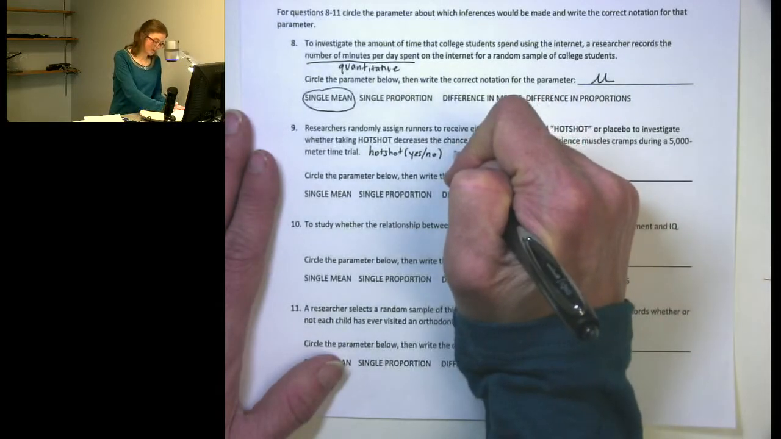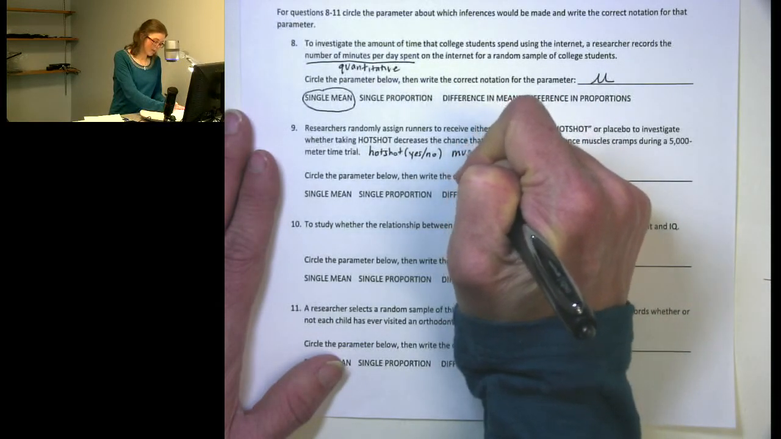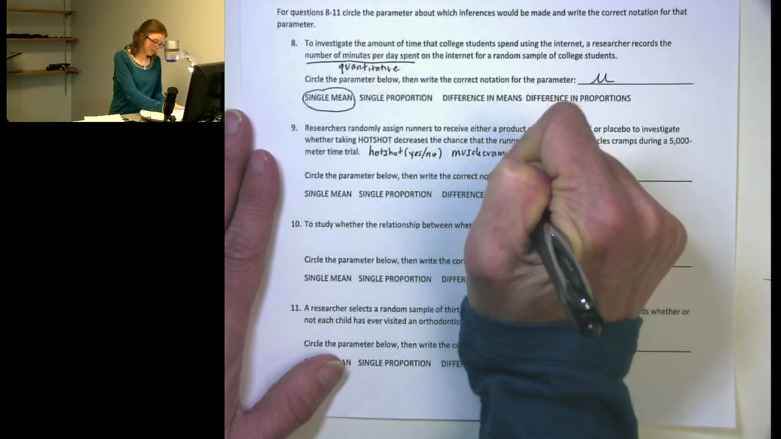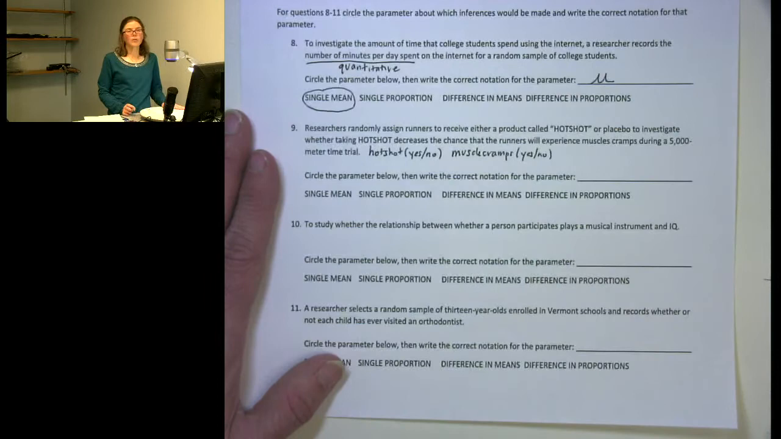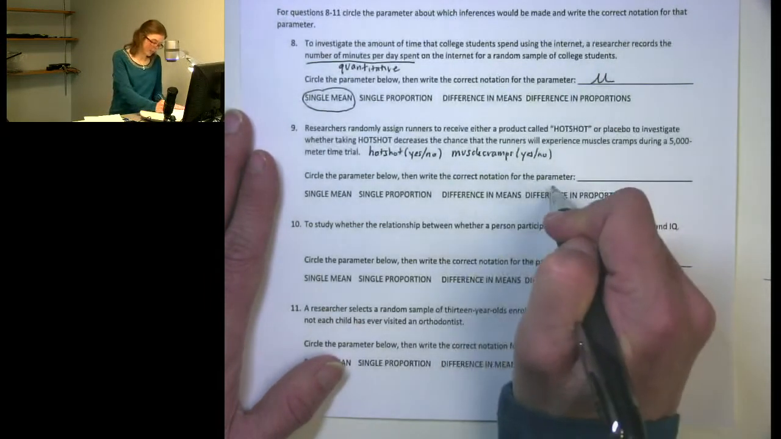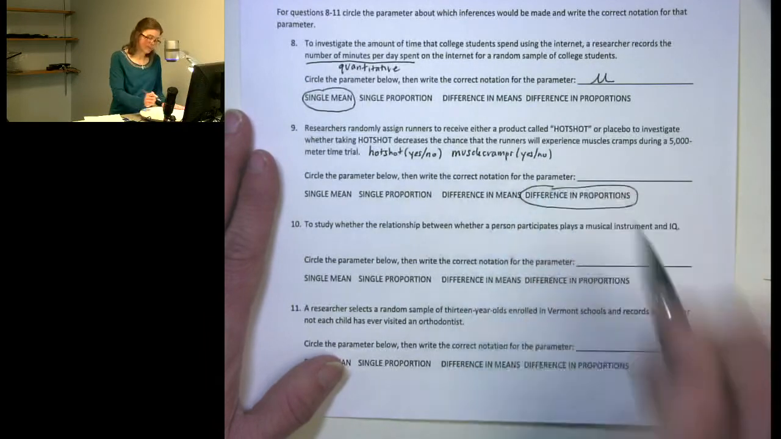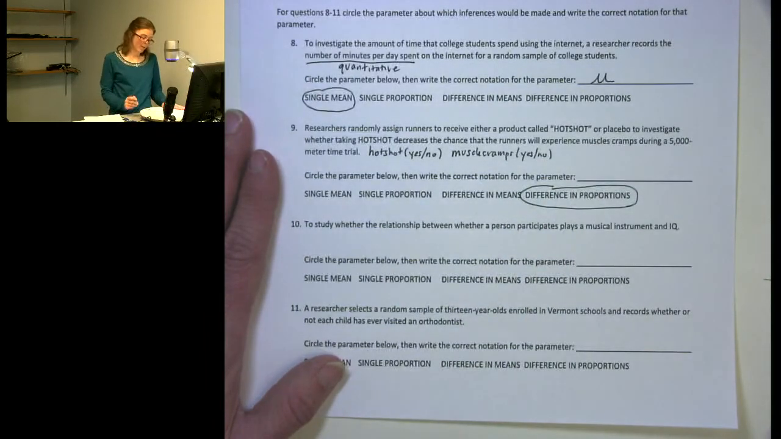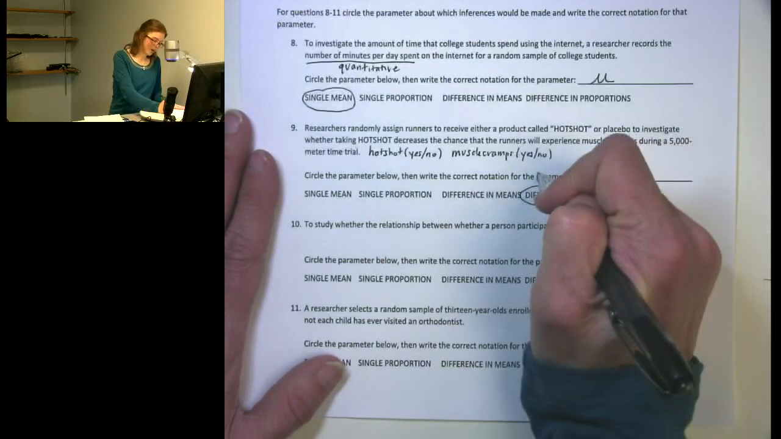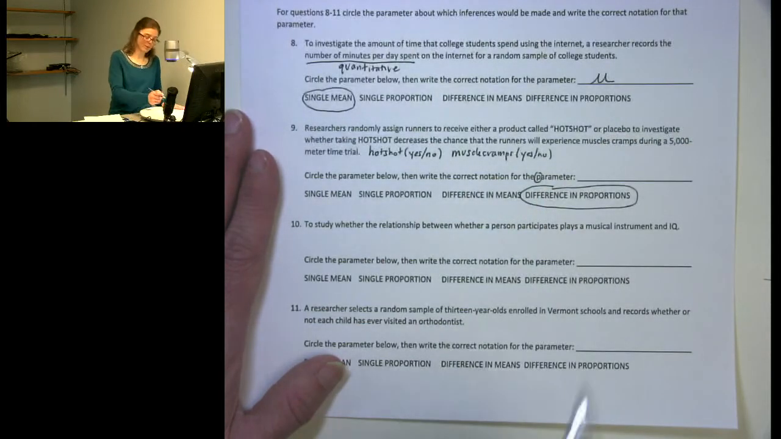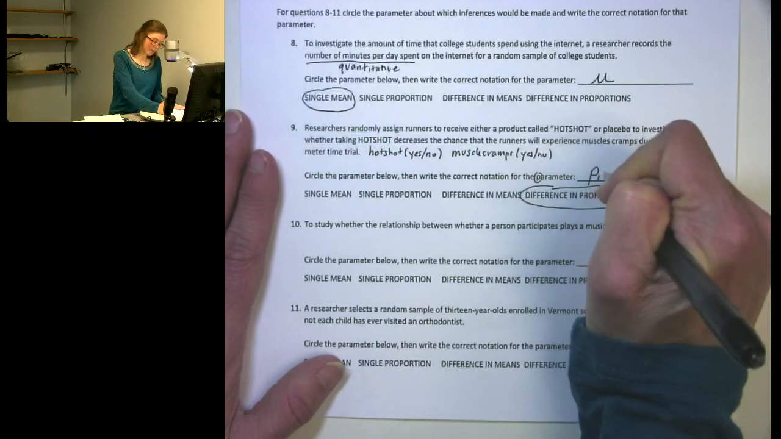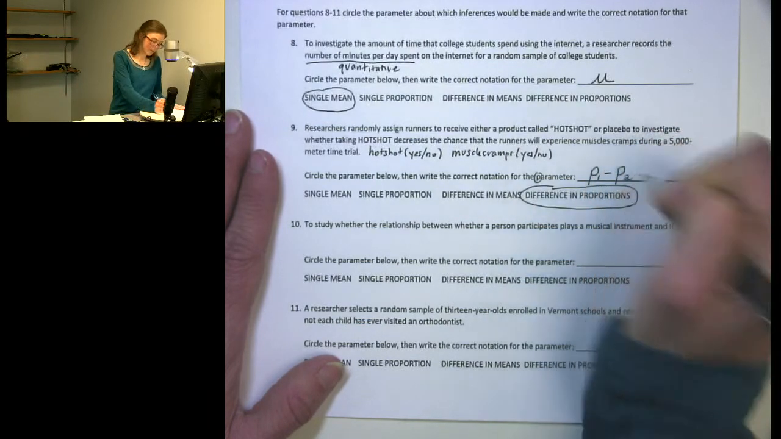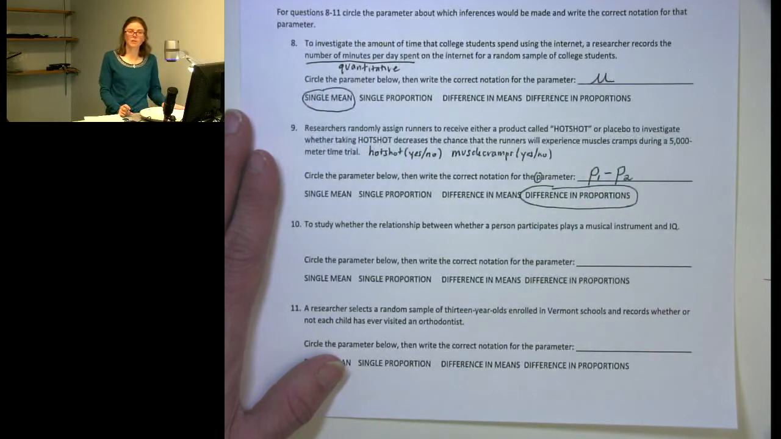So what they're recording is whether they had muscle cramps, yes or no. With two categorical variables like this, we're always interested in a difference in proportions. And so when we're talking about a difference in population proportions for the parameter, P for population and parameter, we use P1 minus P2. It's the difference in two population proportions.